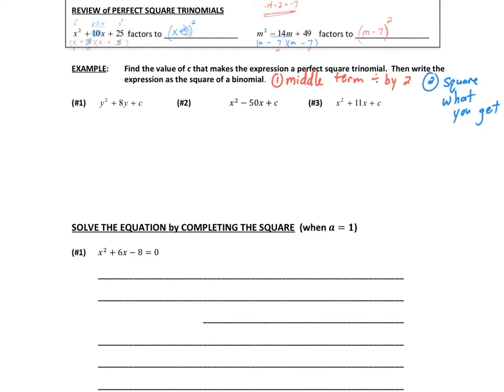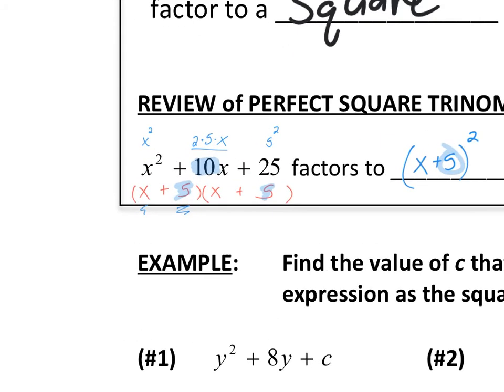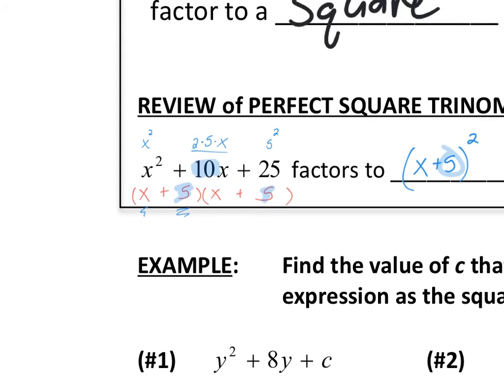So square what you get from step 1. Okay, and I'm going to show you why this works. Take the middle term divided by 2 and you square it. So if you look up above, if you take 10 divided by 2, you get 5, right? 10 divided by 2 is 5. 5 squared is 25. And that was a perfect square trinomial.